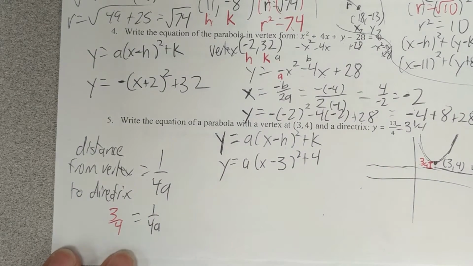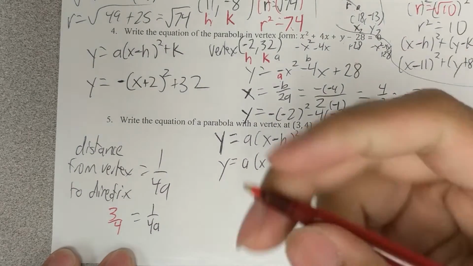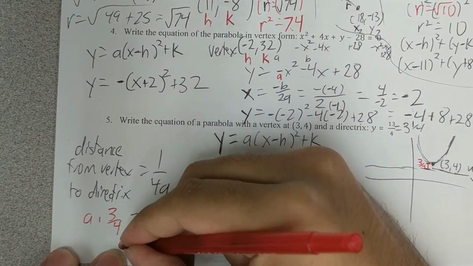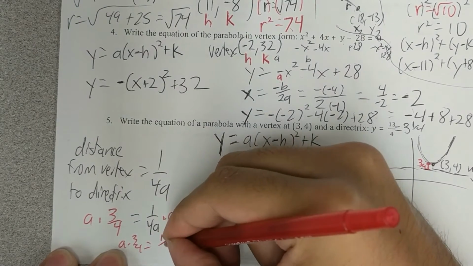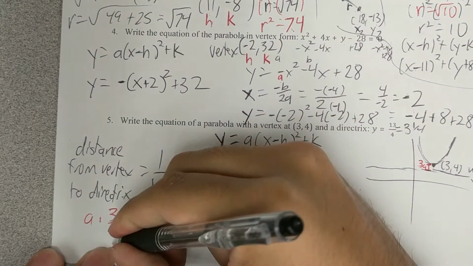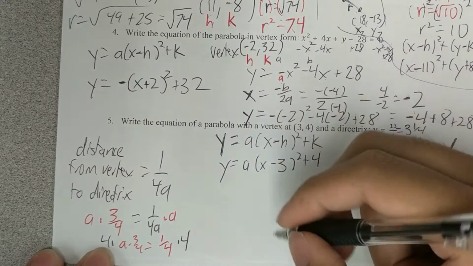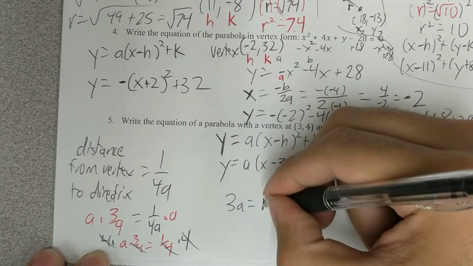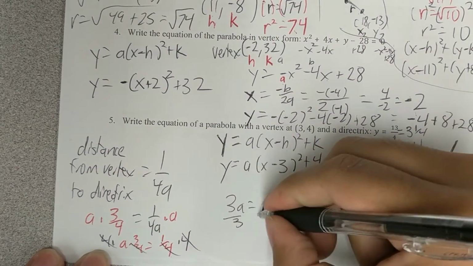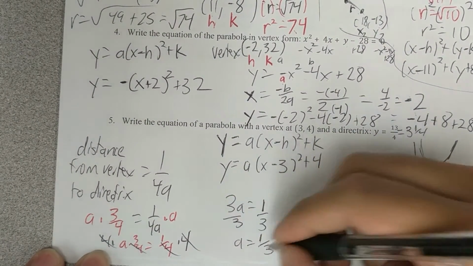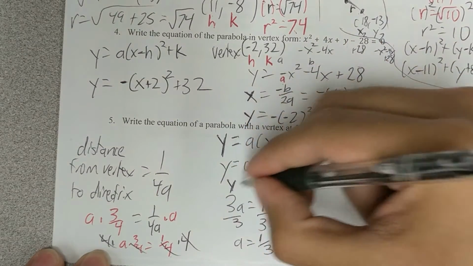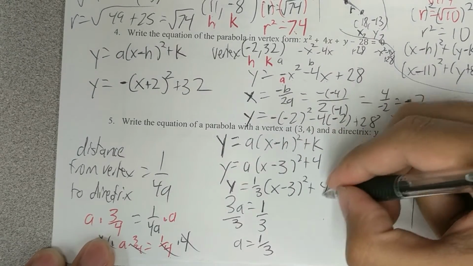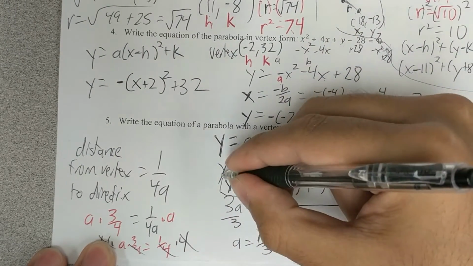Okay, so now we just need to solve for a. So I'll start by multiplying both sides by a. Multiply both sides by 4. So these cancel out, these cancel out. I get 3a equals 1. And then divide both sides by 3. Okay, a is 1/3, so now I just plug that in for a. Here's the final equation.